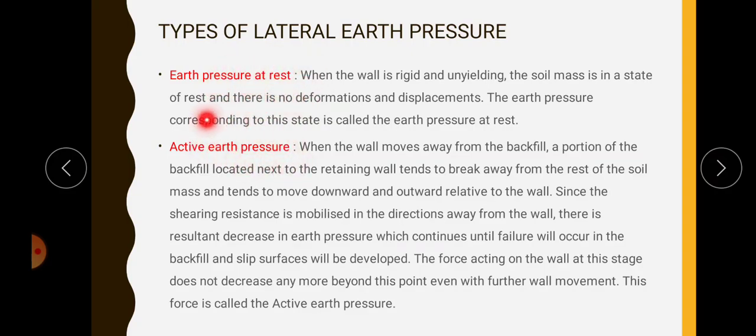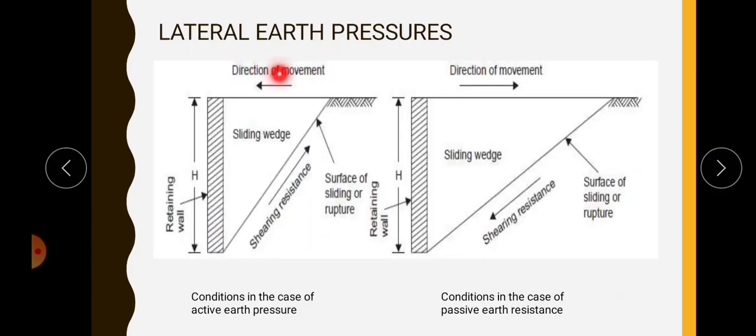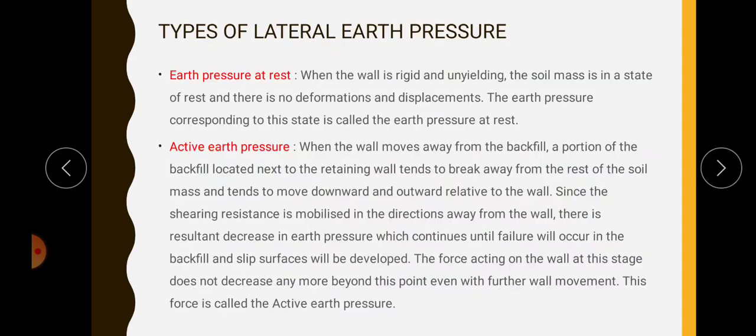So, the second case, that is active earth pressure. So, what is active earth pressure? When I am explaining this, you remember this figure, that is, the retaining wall is moving away from the soil mass. This is the active case. So, we can go through the mechanisms. When the retaining wall moves away from the backfill, a portion of the backfill located next to the retaining wall tends to break away from the rest of the soil mass. That is, some portion which is very near to the retaining wall has a tendency to separate away from the rest of the soil mass and tends to move downwards and outwards relative to the wall.